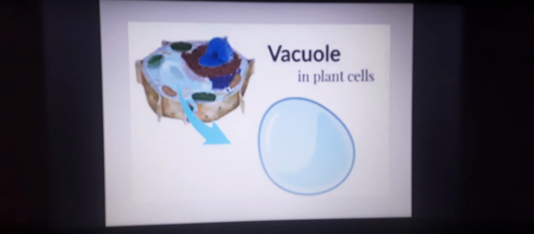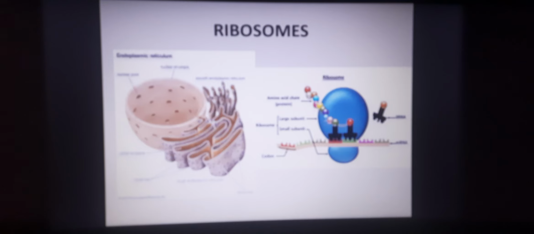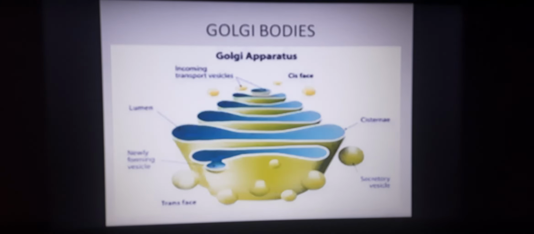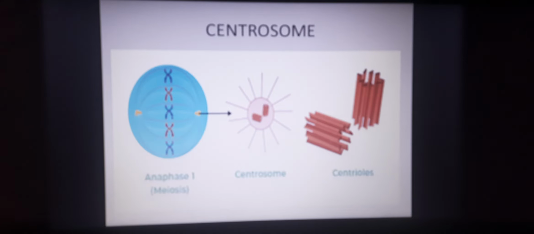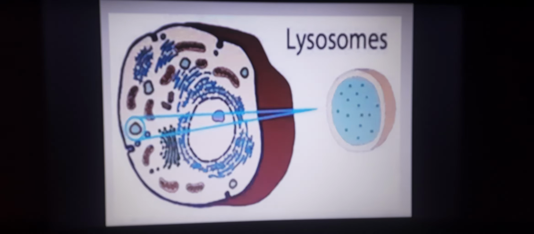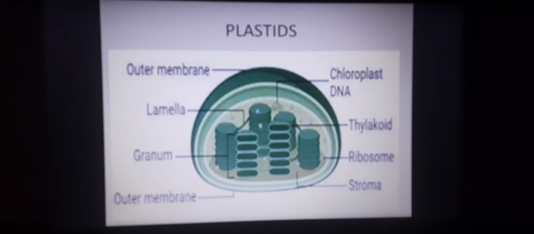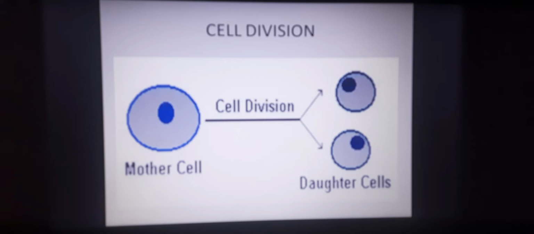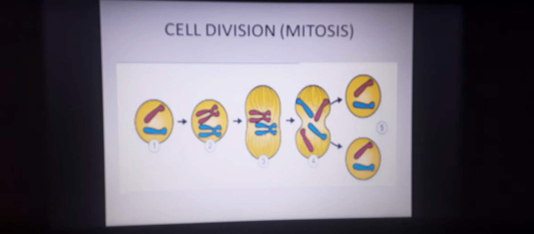mitochondria, vacuoles, ribosomes, endoplasmic reticulum, Golgi body, centrosome, lysosome, plastids, animal cell and plant cell difference, cell division, mitosis and meiosis.